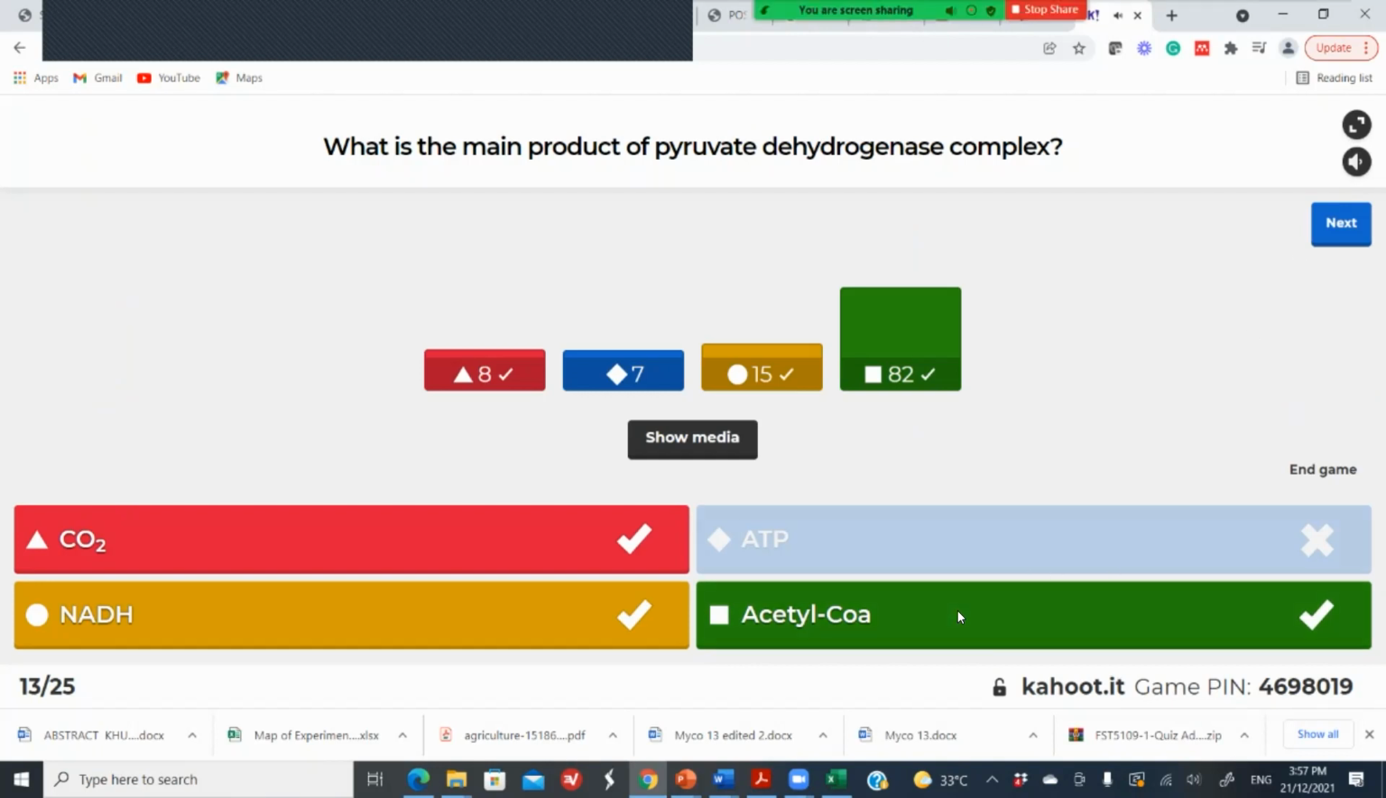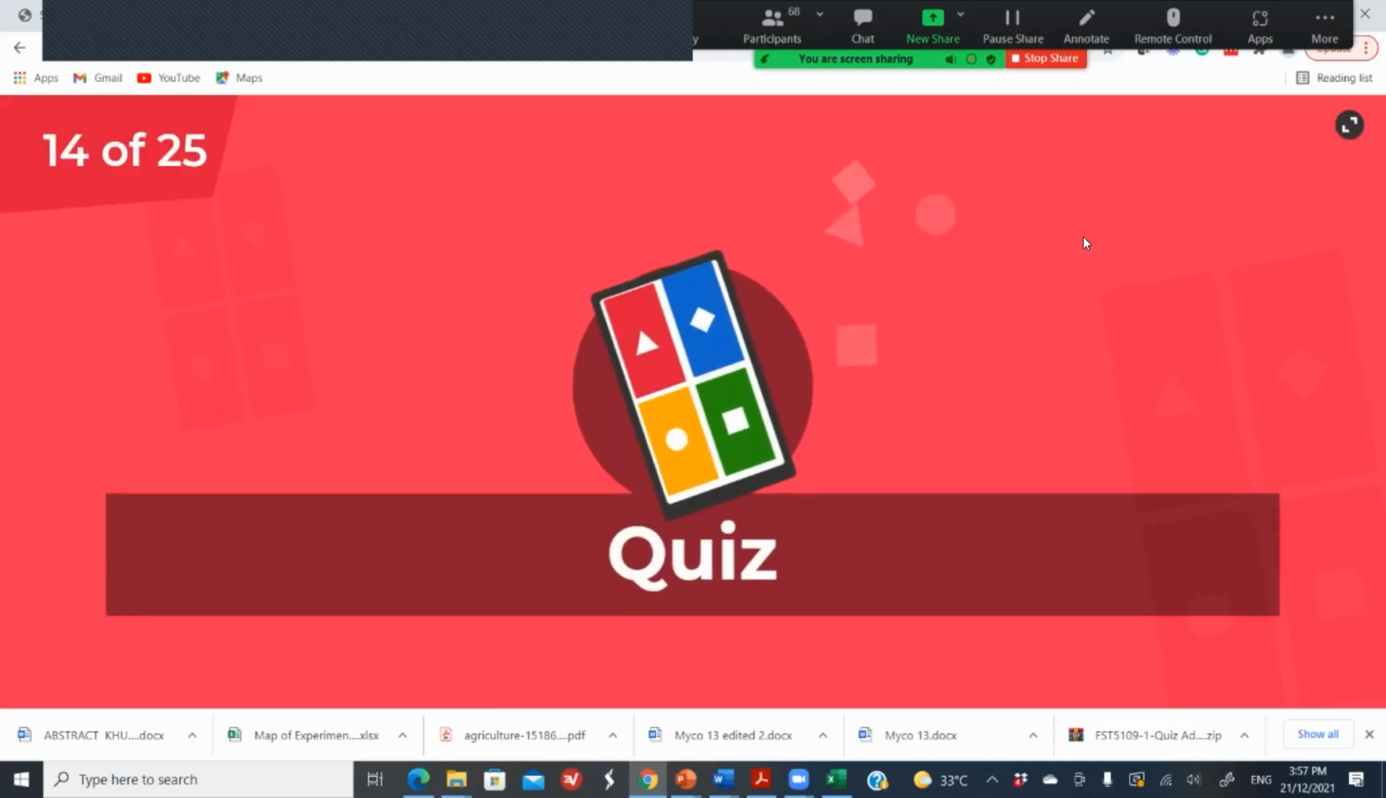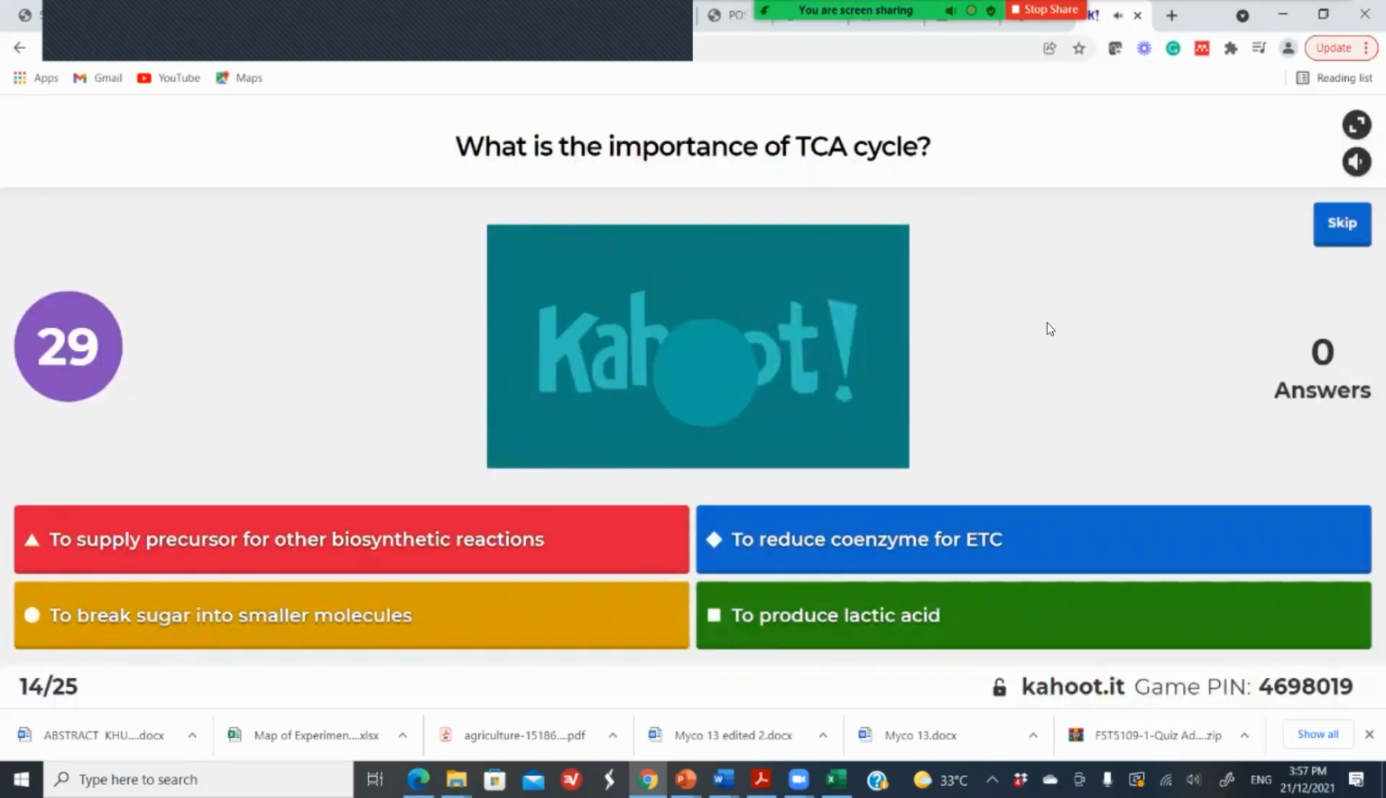Okay, actually the most accurate one is Acetyl-CoA because this one is very important for the TCA cycle. But this process also produces NADH and CO2. Okay, the production of Acetyl-CoA from pyruvate. Banyak lagi ni. This one is the last question.